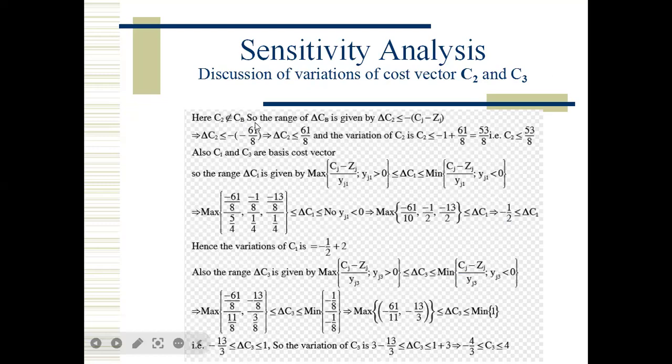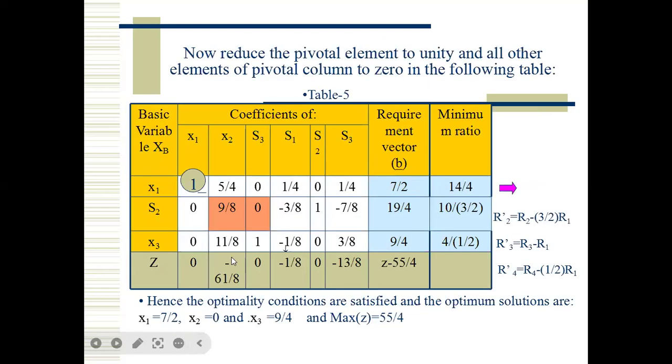Just adding, we get the inequality. Now this is the non-basic variable. C1 and C3 are the basis vectors. So the range of the change in C1, this is the formula we derived previously. Maximum of Cj minus Zj over y1j where y1j is positive. We get the values -61 by 8, -1 by 8 and -13 by 8 in our previous table. Divided by the first row y1j: -61 by 8 divided by 5 by 4, -1 by 8 divided by 1 by 4, and -13 by 8 divided by 1 by 4.